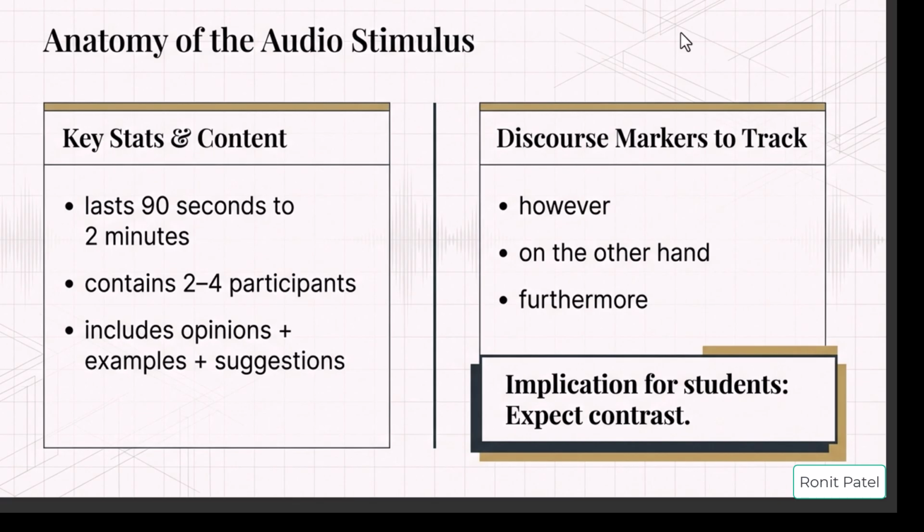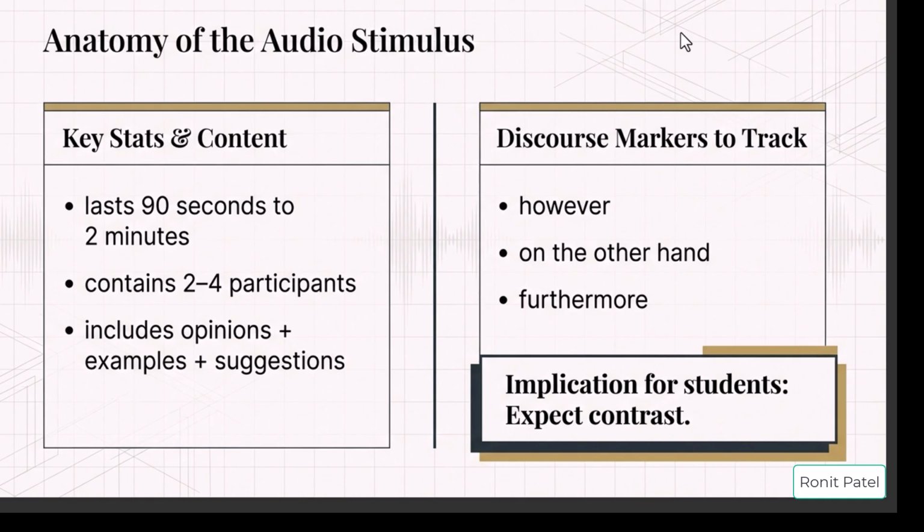Now, this slide tells you what kind of audio to expect. Understanding this reduces anxiety massively. A typical discussion lasts 90 seconds to 2 minutes, contains 2 to 4 participants, and includes opinions, examples, and suggestions. So, mentally prepare for multiple viewpoints, possible disagreements, and supporting reasons.